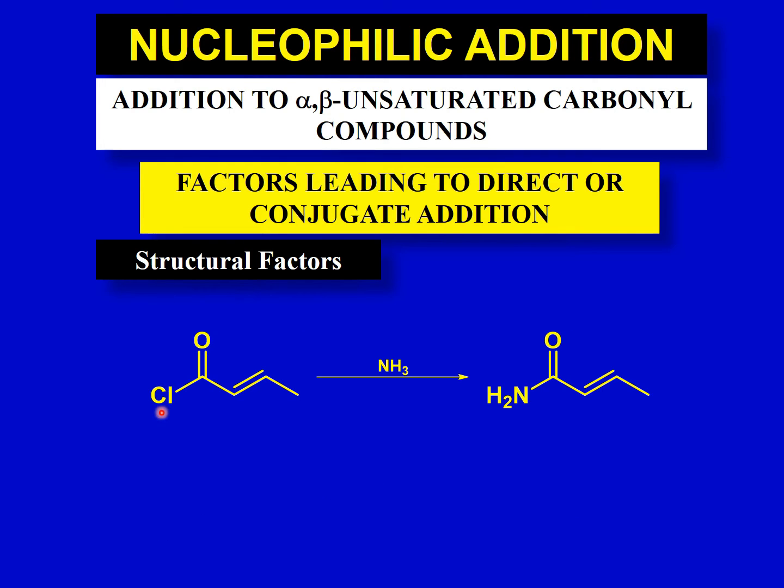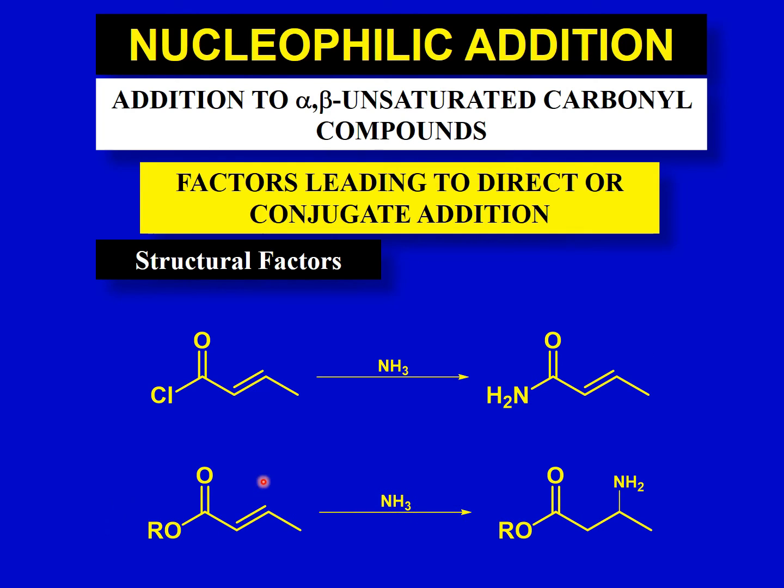If we have an acid halide and you react it with ammonia, again, because acid halides are very reactive and they will go for direct addition, this ammonia attacks the carbonyl carbon of the acid halide, and when this carbon collapses back, a chloride ion is released as a leaving group. So the acid halide is then converted into an amide, making it a less reactive carbonyl towards addition reaction.